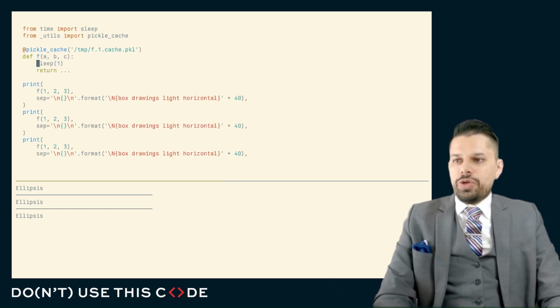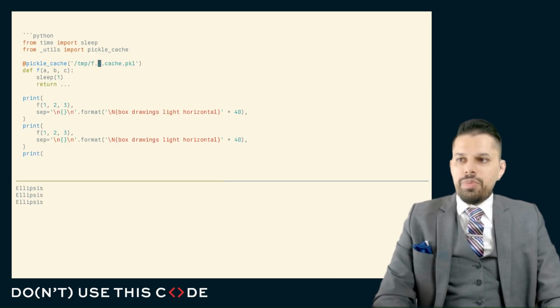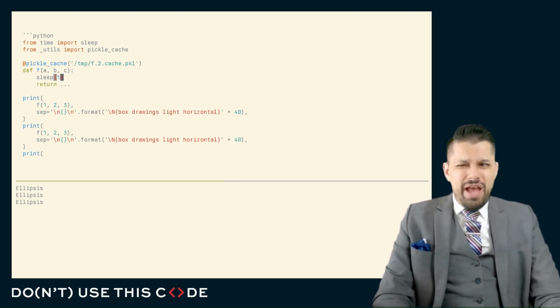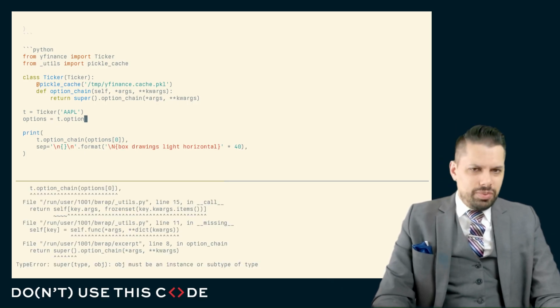So let's give this a new cache name. And we'll see the first call will be slow and the remaining calls will be fast. And then every subsequent call after that is now reading from that cache. When working with this yFinance API, I might try something like that, but I'm going to run into trouble.